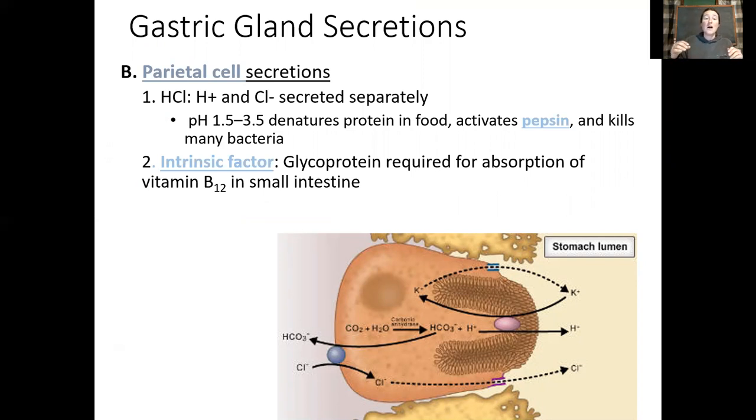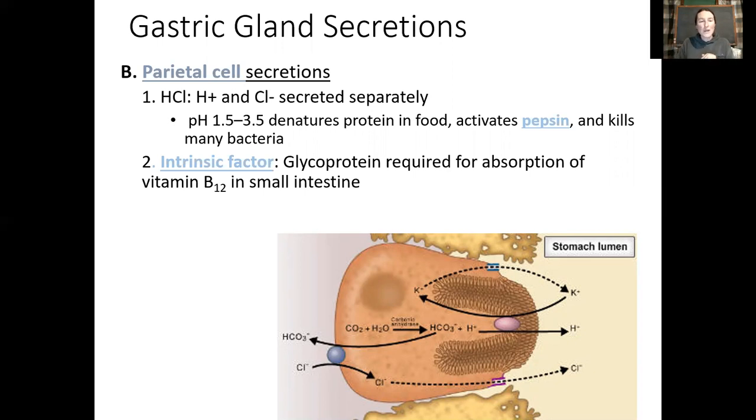Now, hydrochloric acid is obviously very abrasive. We do not want to damage our parietal cells themselves, right? That would not be ideal. And so parietal cells actually secrete the hydrogen and the chloride separately, so that by the time these two ions get into the lumen of the stomach, they join together to make hydrochloric acid.